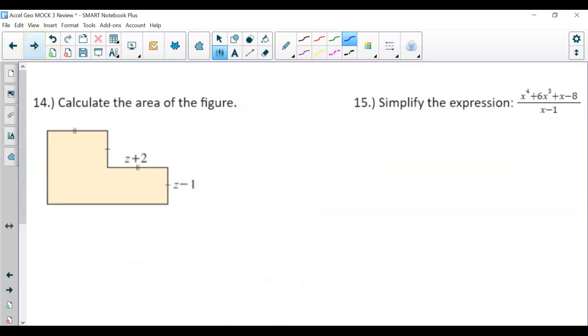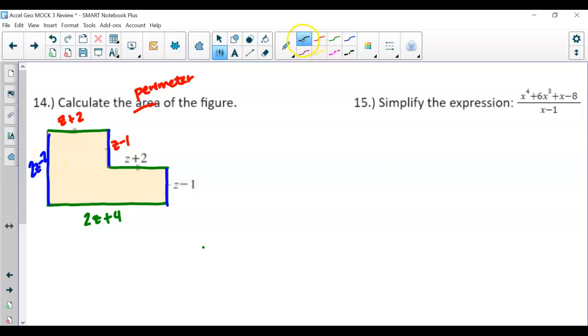So now 14, sorry, and this was a typo, not the area, but we're going to calculate the perimeter. So here, well, if this has 2 hash marks, z plus 2, then this section is also z plus 2. If this has 1 hash mark and it's z minus 1, then this section is z minus 1. Then here, to get the total side lengths, well, that's z plus 2 plus z plus 2, which is 2z plus 4. Then here you've got z minus 1 plus another z minus 1, which gives you 2z minus 2.